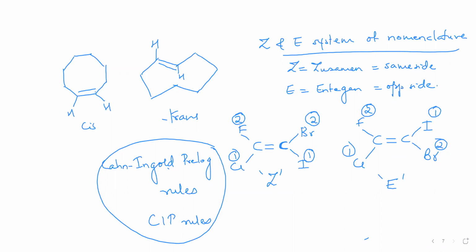All of you have understood this part? Let me just first explain the rules, then I'll dictate everything together. Fine. You have finished writing the Z and E. What is the basis of assigning the priorities? On what basis have I assigned the priorities to the groups? Yes, atomic number. I'm proceeding ahead.